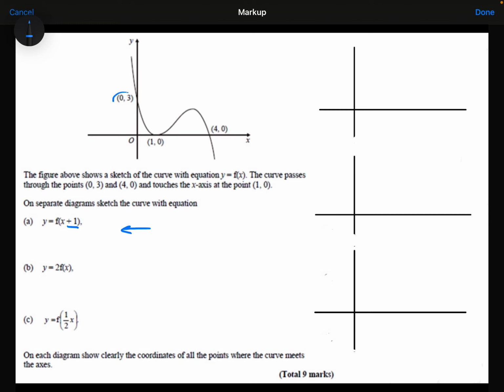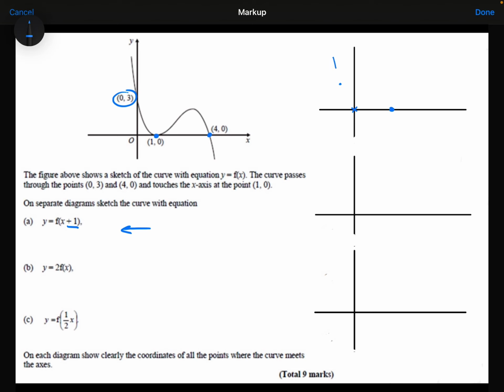So the coordinate that was (0, 3) is now going to shift 1 square and be at (-1, 3). The coordinate that was at (1, 0) is now going to be at (0, 0). And the coordinate that was at (4, 0) is now going to be at (3, 0).